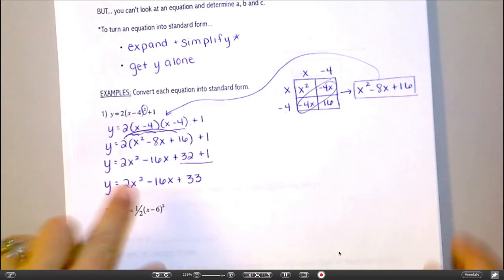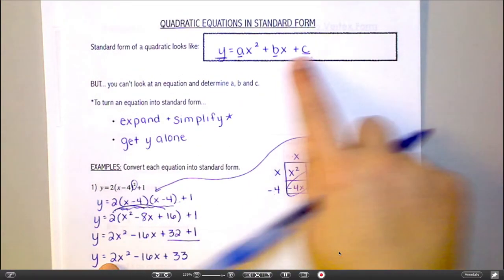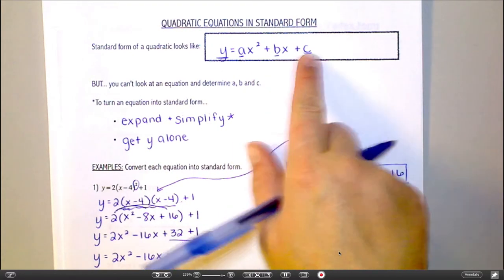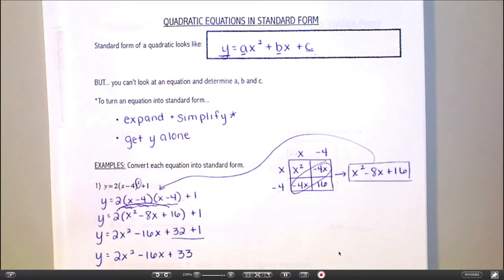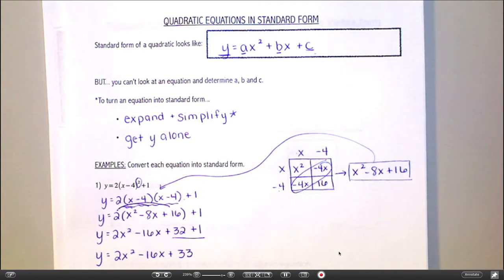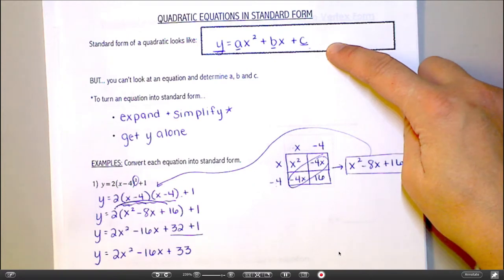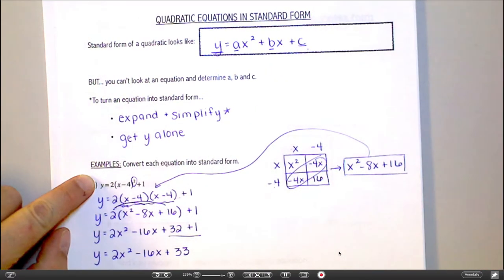Okay. Does that look like this? Ax squared plus bx plus c. Okay, that's standard form. So you're just making it look pretty. That's all you're doing. You're expanding it, you're simplifying it, you're combining whatever you can, and your final answer is going to end up looking like this. Okay? Now this one, y was already by itself, so I didn't really have to worry about that.